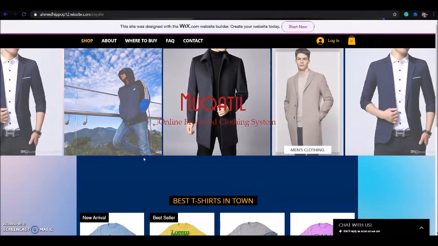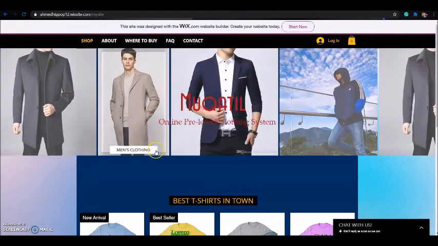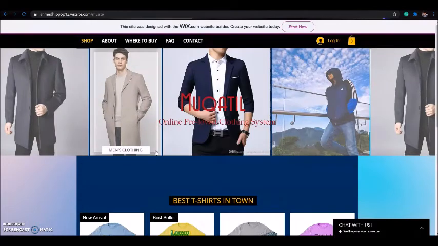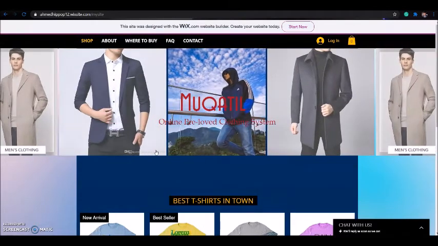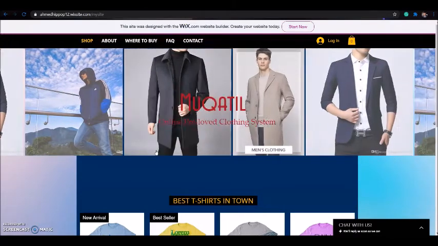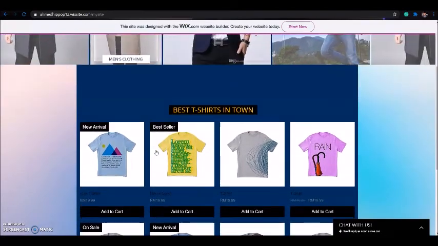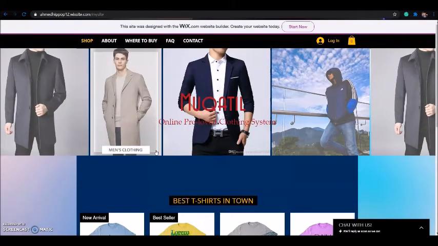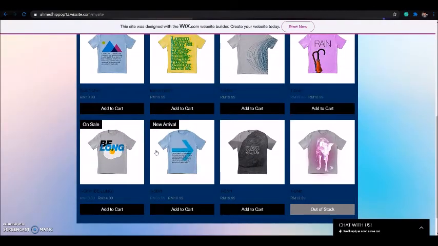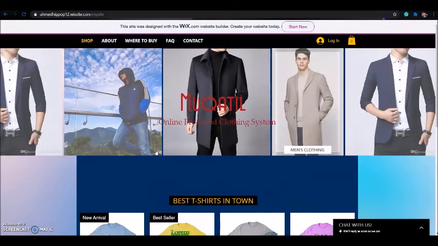Our business proposal is totally based on the venture of a pre-loved online clothing system. Our company's name is Muqatil, and we are catering for online pre-loved clothing. The idea is to bring the sellers and the buyers of clothes onto a very common platform and help them buy or sell their products using our website. This includes selling their t-shirts, shirts, or any clothes that they have used and want to sell, and we give them this platform.